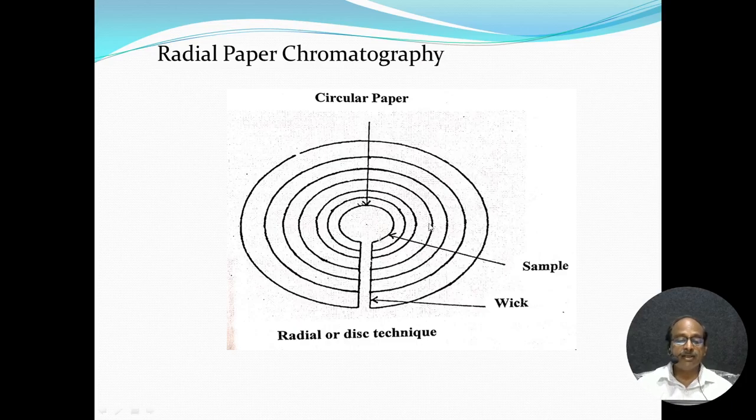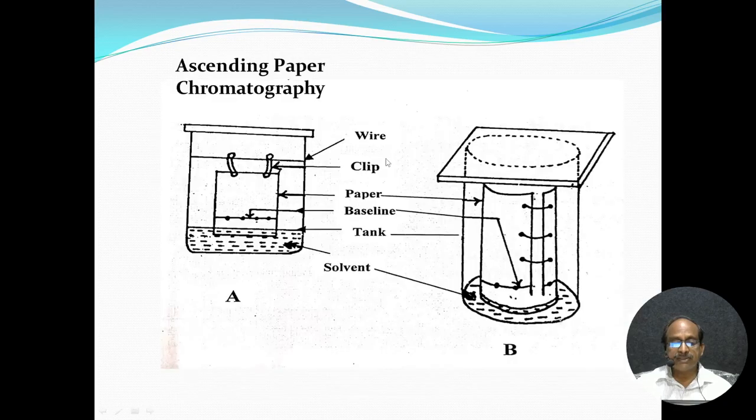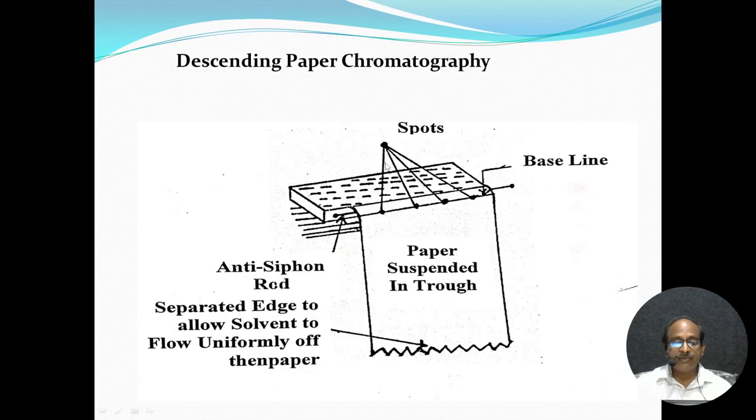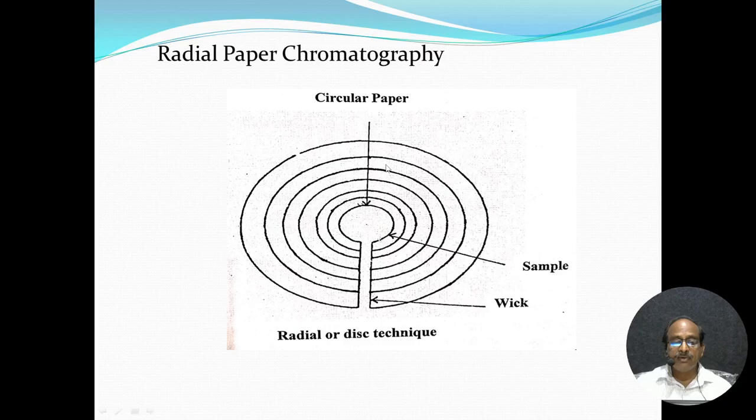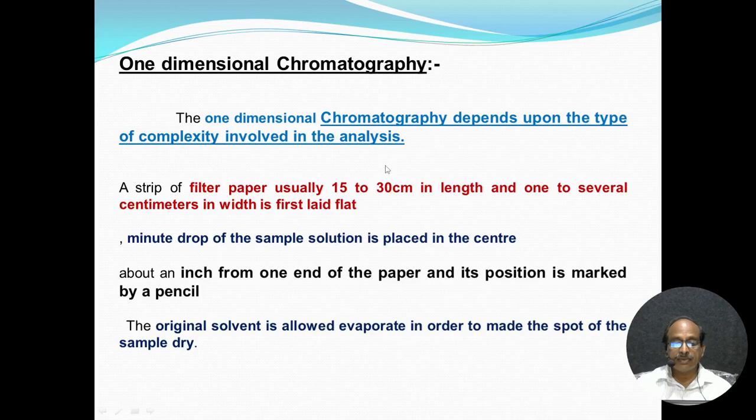Another one is radial paper chromatography, the circular phase. This is called the wick. We put the sample on the circular phase, on the wick. You have to mention first, second, third. The components present in that particular sample travel different lengths of the paper, and the RF values may be calculated. That's why there are three techniques: one is ascending paper chromatography, the second is descending paper chromatography, and another is radial paper chromatography.